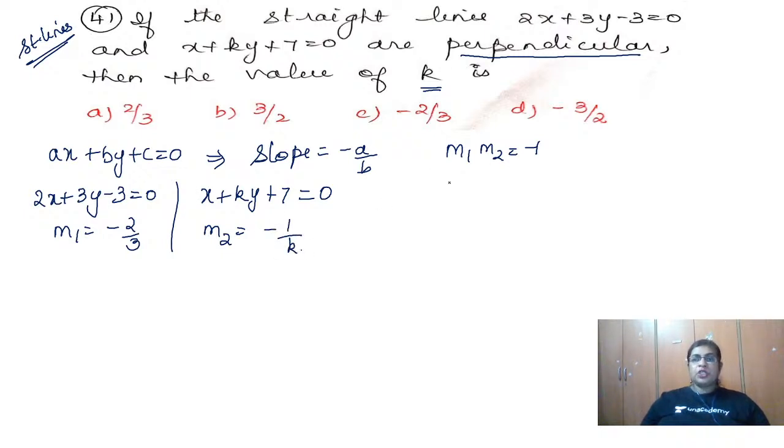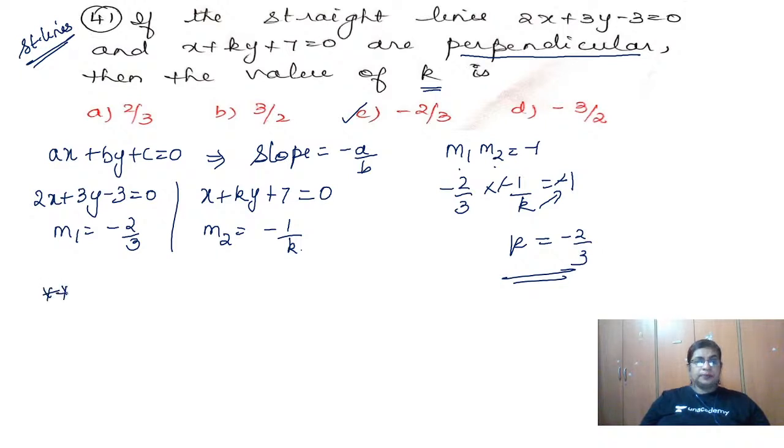Now I substitute m1 m2 is equal to minus 1, because the two lines are given to be perpendicular. So m1 is minus 2 by 3 into minus 1 by k is equal to minus 1. So the minus signs can be cancelled. You want k, so shift k to that side. So k into 1 is k, so k is equal to minus 2 by 3. So minus 2 by 3, option C. This is the logic. Now look at the shortcut.